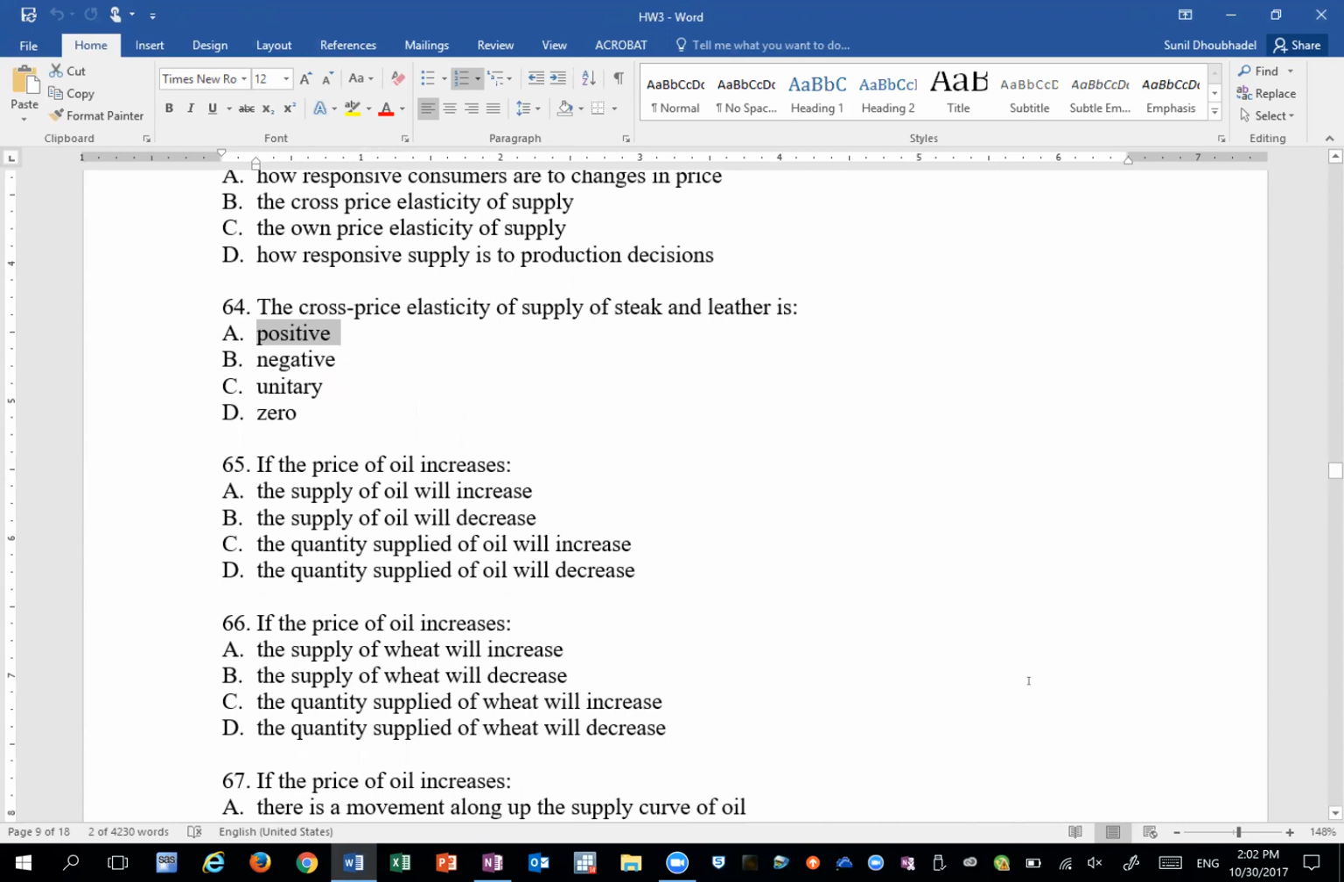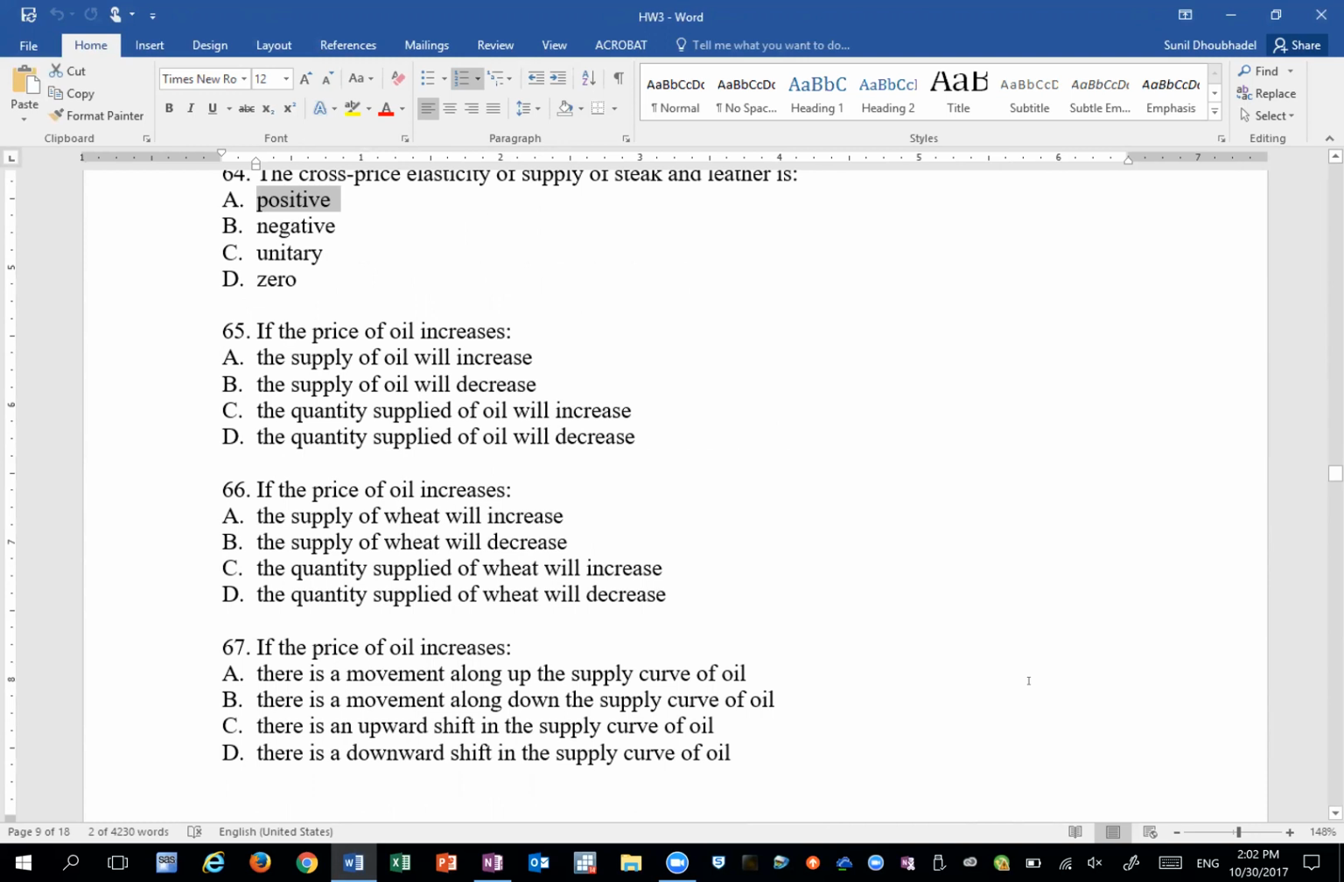If the price of oil increases, the supply of oil will increase, the supply of oil will decrease, the quantity supplied of oil will increase, or the quantity supplied of oil will decrease. The quantity supplied of oil will increase, right? Why? Because here the increase is price, not the other factors. So this would be movement along the supply curve.